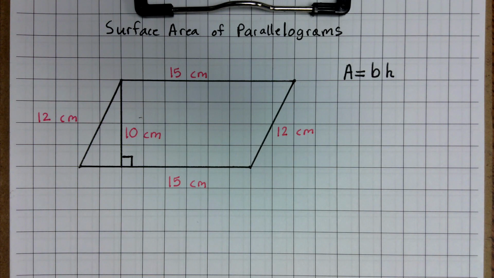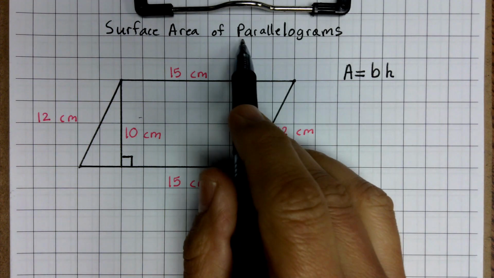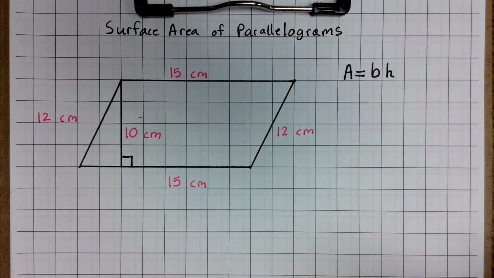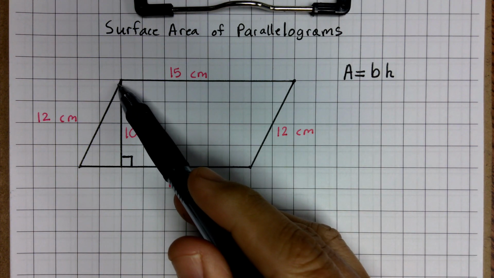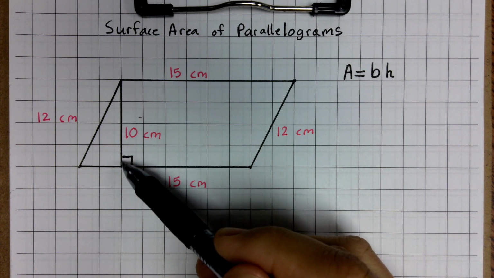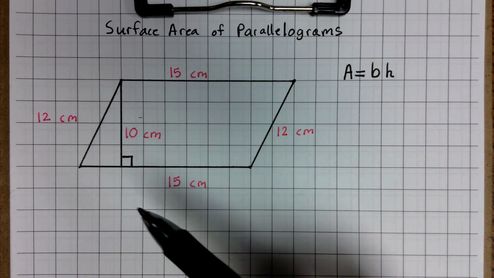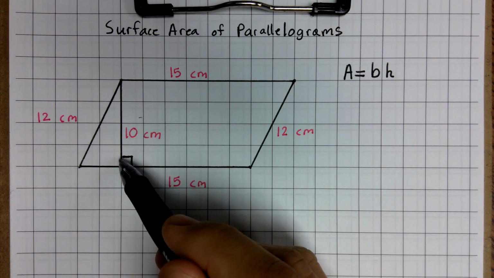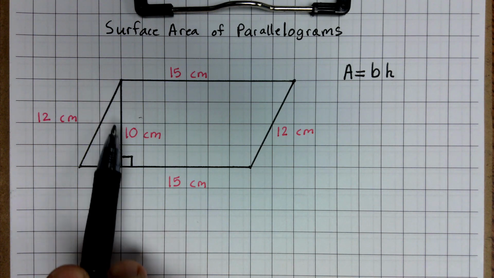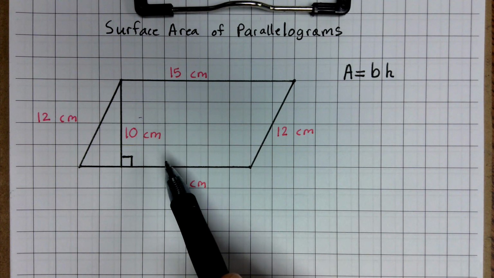In this video, we are going to be looking at the surface area of parallelograms. So notice I've drawn a parallelogram here for you. And notice that on this last corner here, I went ahead and drew a line straight down connecting each side of the parallelogram. And I put a right angle sign because this makes a right angle. And we have a measurement here that shows the height of this parallelogram, which is 10 centimeters.